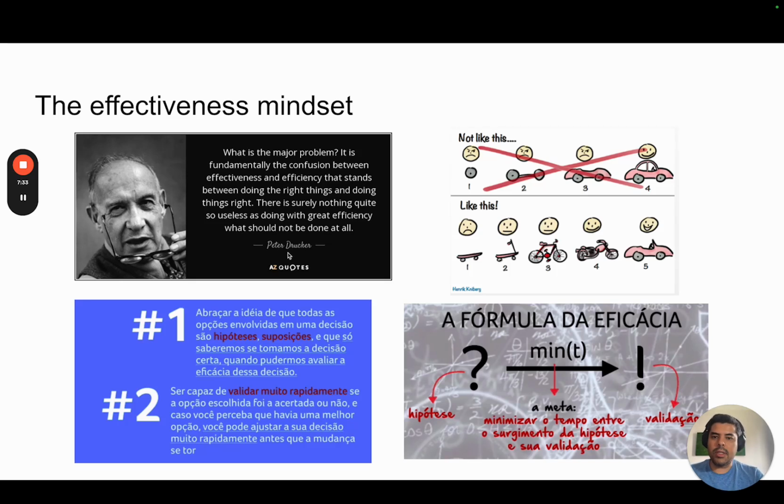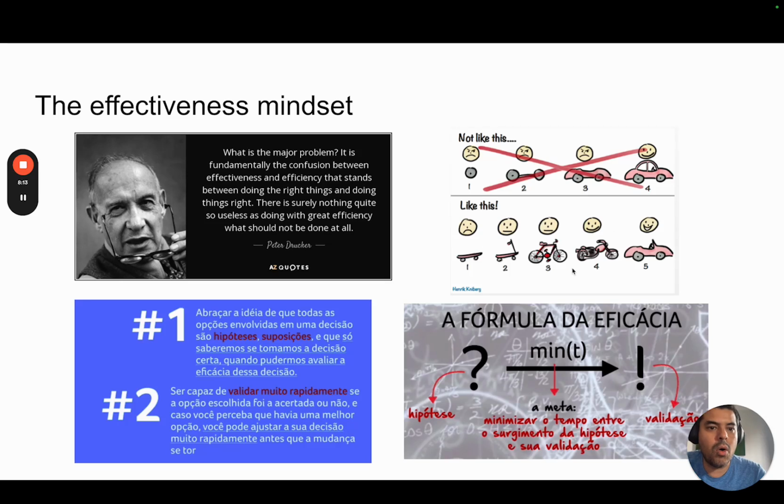So here's a quote from Peter Drucker, another management guru. He's saying, what is the major problem? It's fundamentally the confusion between effectiveness and efficiency. That stands between doing the right things, effectiveness, and doing things right, efficiency. There's surely nothing quite so useless as doing with great efficiency what should not be done at all, right? So, like this, we want to function like this, and not like this, right?